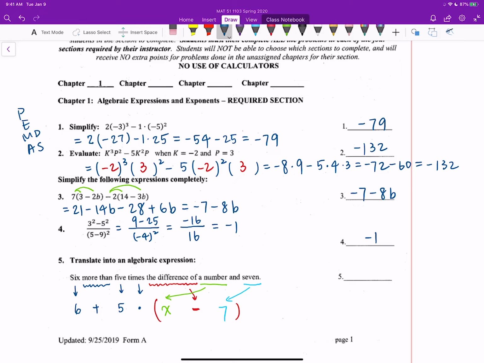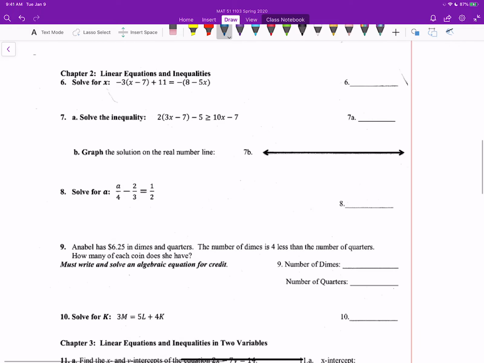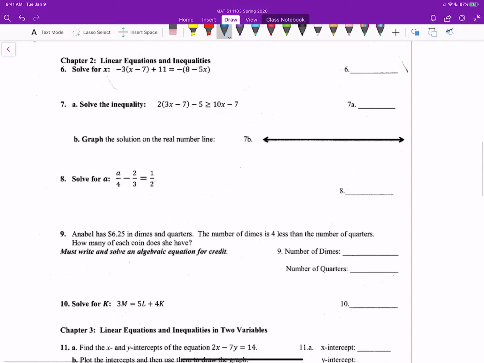So let's rewrite the expression. 6 plus 5 times x minus 7. And we have grouping symbols around x minus 7. So that's number 5. Moving on to page 2. Starting page 2, we have chapter 2, which talks about linear equations and inequality. Number 6, solve for x.